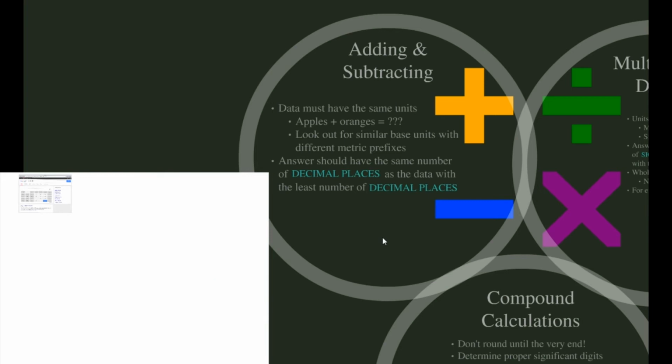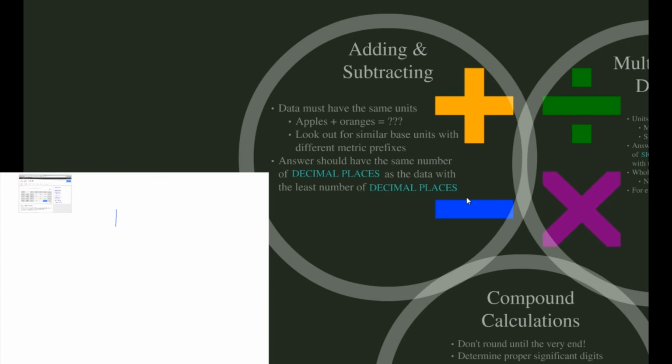Okay, so for adding and subtracting, our final answer should have the same number of decimal places, or places after the decimal, as the data that has the least number of decimal places. So we can only rely on our least precise measurement, whichever one is least precise. So for example, again, this is an example I'd like you to write down. This is something you'll turn in.